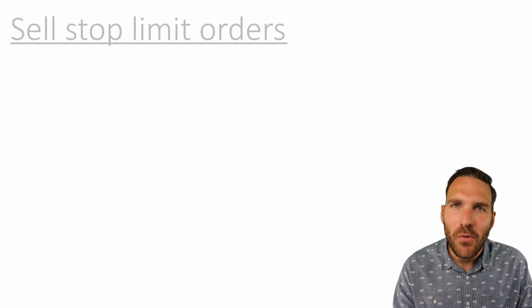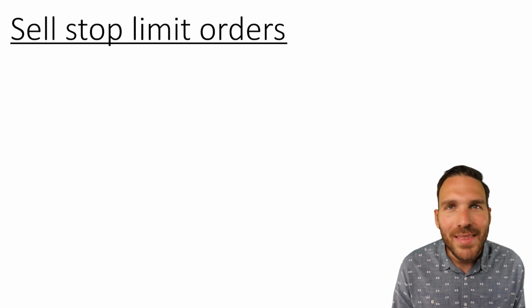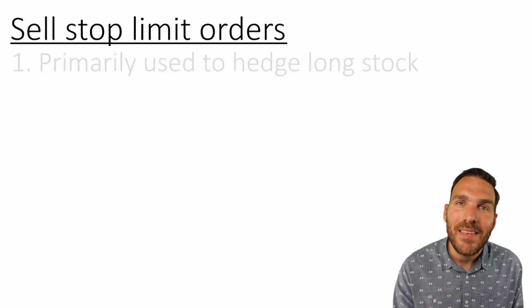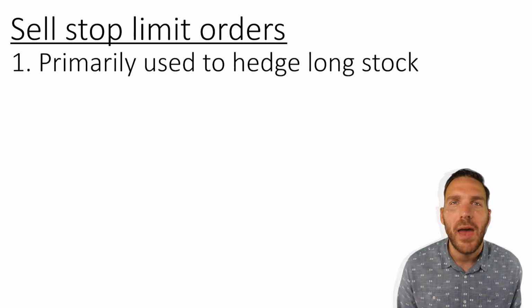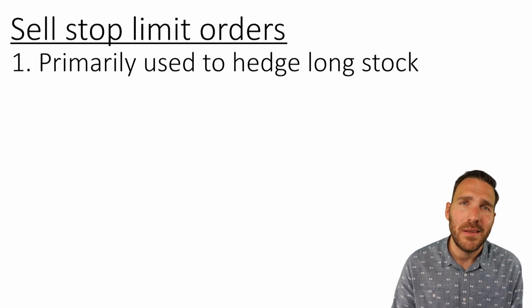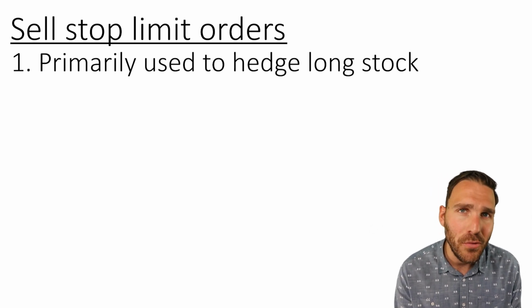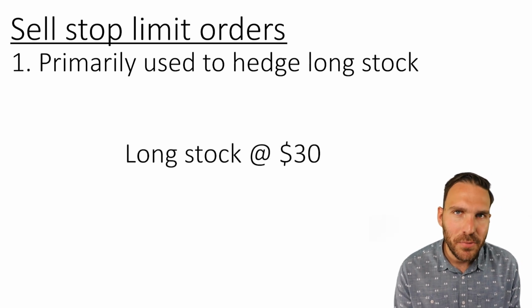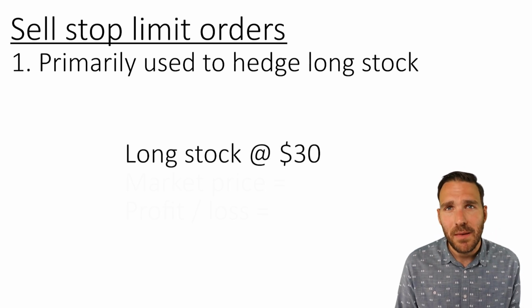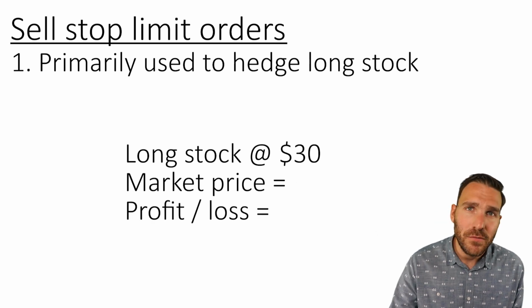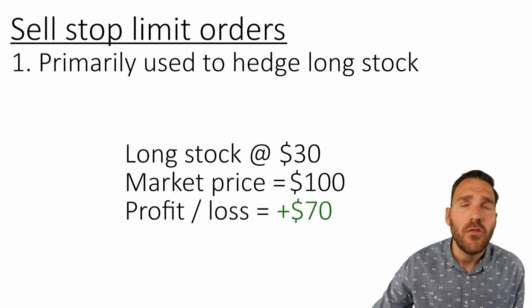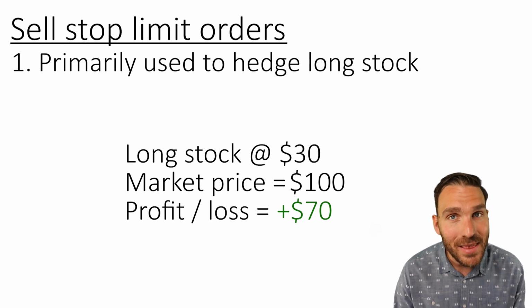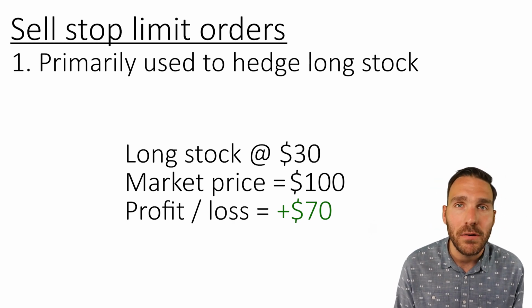Sell stop limit orders are used primarily in the same way that a sell stop order would be, and that is to protect a long stock position. Now, when we say long stock, that just means an investor has purchased stock and currently owns that stock. Let's assume an investor buys stock at 30 bucks per share. Obviously, the investor will make money if the market price rises. If it goes to 40, 50, 60, 70, 100, the higher the market price goes, the more money the investor makes on the position. And that's the good part of having a long stock position.